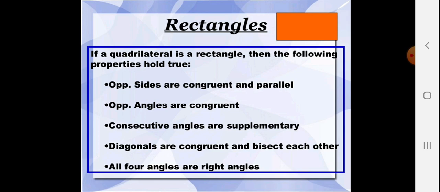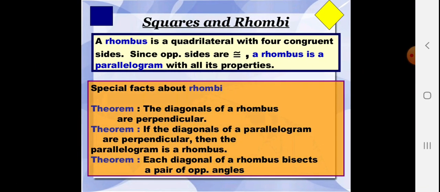If a quadrilateral is a rectangle, then the following properties hold true. Opposite sides are congruent and parallel. Opposite angles are congruent. Consecutive angles are supplementary, that means adjacent angles add up to 180 degrees. Diagonals are congruent and bisect each other. All 4 angles are right angles.